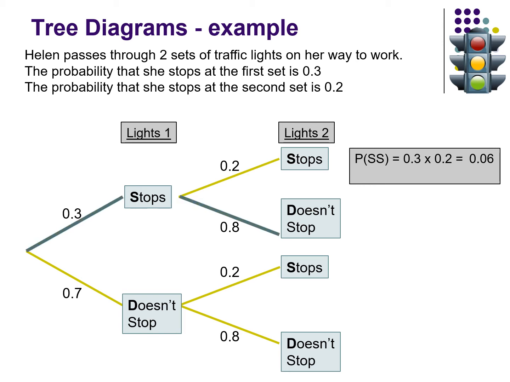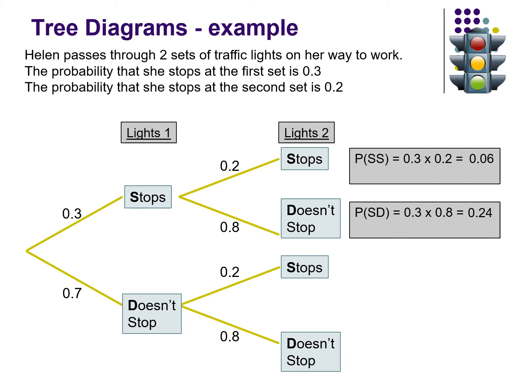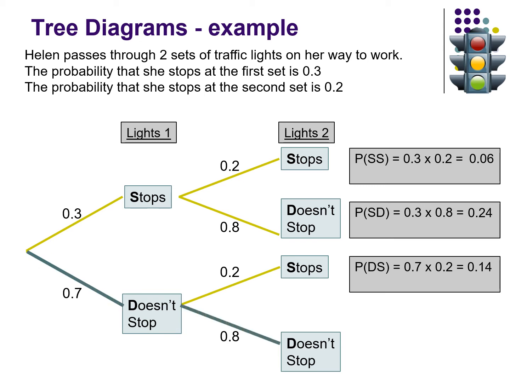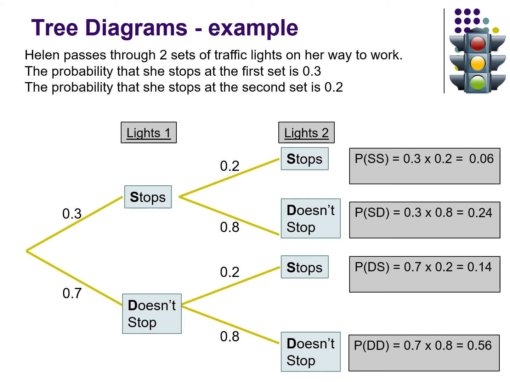Okay, so multiplying as I go along the branches. Let's look at the second one. The second blue branches, that stops at the first, doesn't stop at the second. So again, let's write the probability down for that. Stops, doesn't stop, 0.3 times 0.8. Notice timesing, because it stops at the first and doesn't stop at the second. Times them together and you get that. Let's do the last two. That's a doesn't stop and a stop. Okay, doesn't stop and a stop, 0.7 times 0.2. And then the last one doesn't stop at either of them. Okay, and I've got 0.7 times 0.8, which is 0.56.